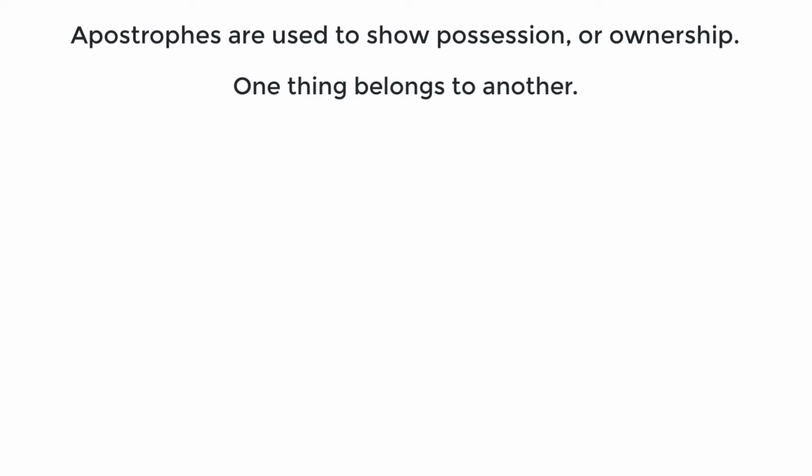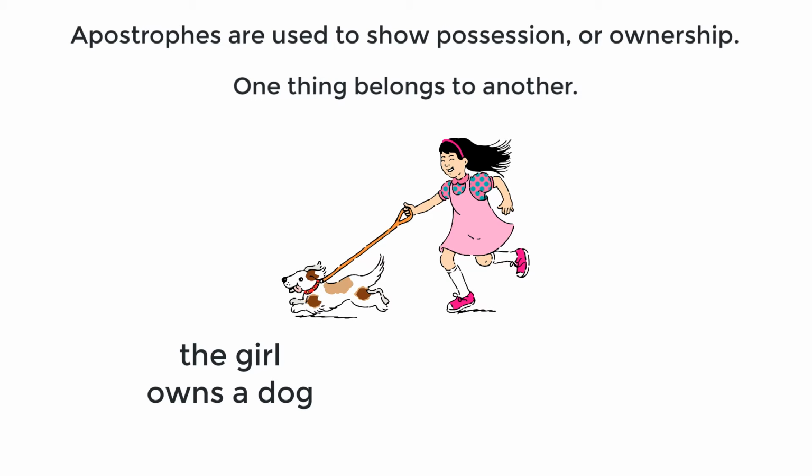You know that apostrophes are used to form possessives, contractions, and with very few exceptions, plurals. In today's lesson, you are going to learn about the apostrophe to form possessives. That means that one thing belongs to something or someone else. Let's begin. Apostrophes are used to show possession. That means to show ownership, or that one thing belongs to another.